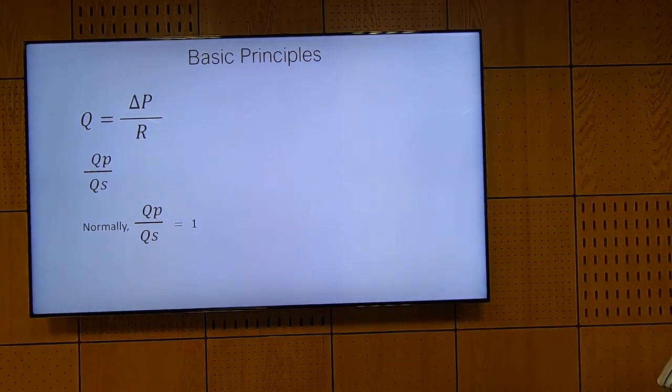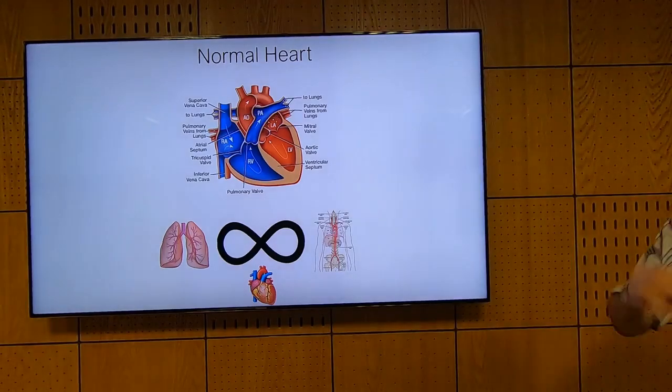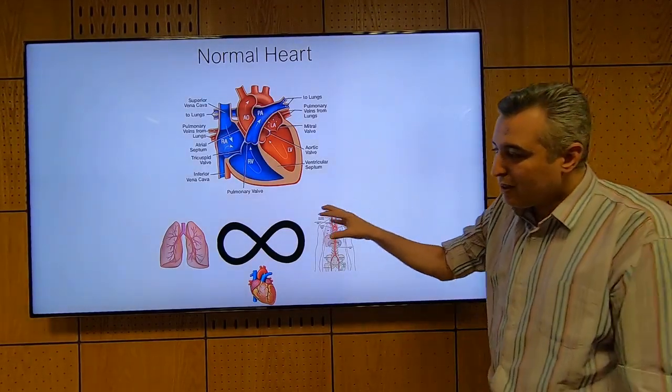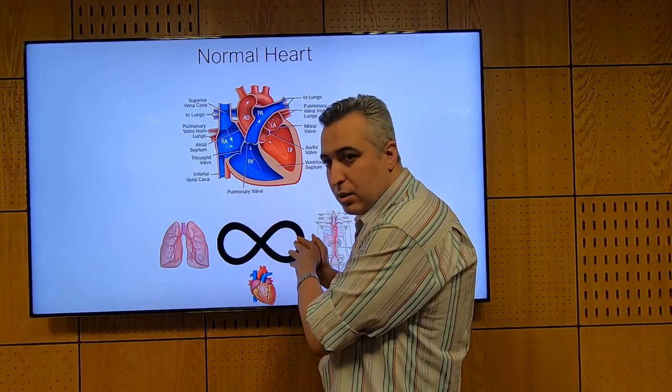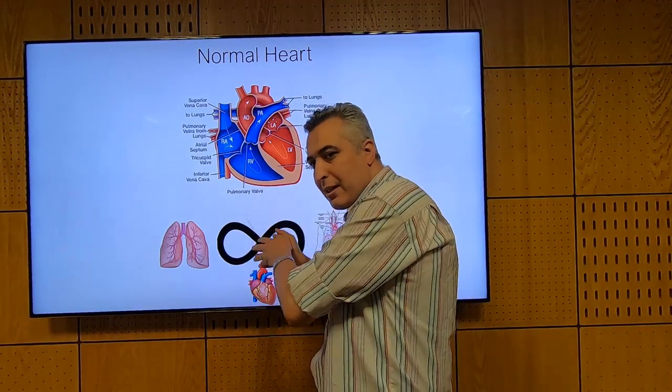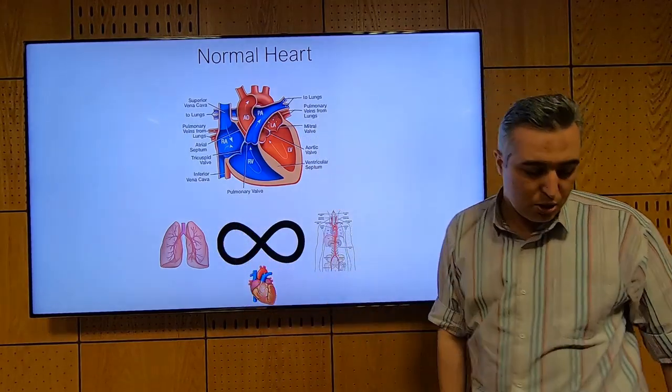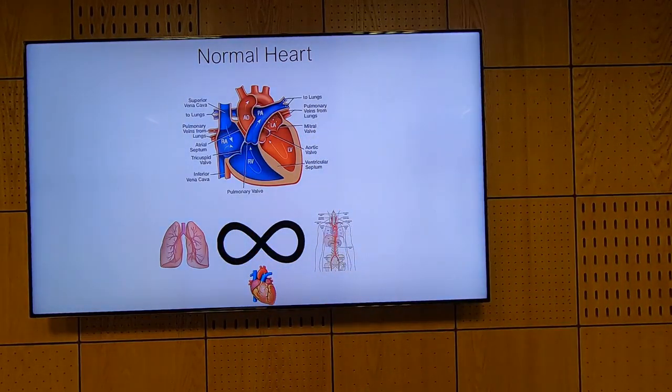This is because of the fact that the circulation runs in series. So the blood that will go into the pulmonary circulation has to come from the systemic, and the amount that goes to the systemic has to come from the pulmonary. So let's simplify this.